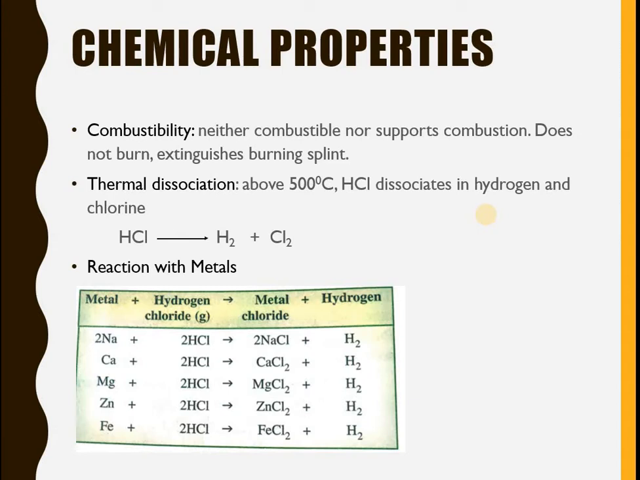If hydrogen chloride gas reacts with metals like sodium, calcium, magnesium, zinc and iron, it gives metal chlorides as well as the hydrogen gas. Now generally these metals should come before hydrogen in the electrochemical series, and those will be giving the corresponding metallic chloride and hydrogen.